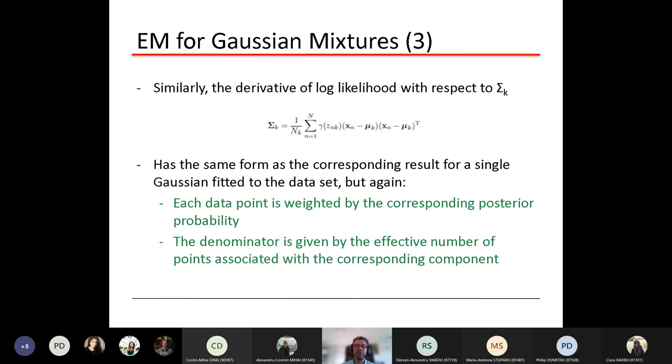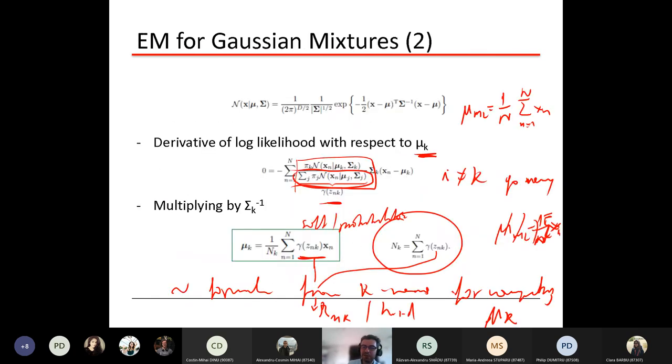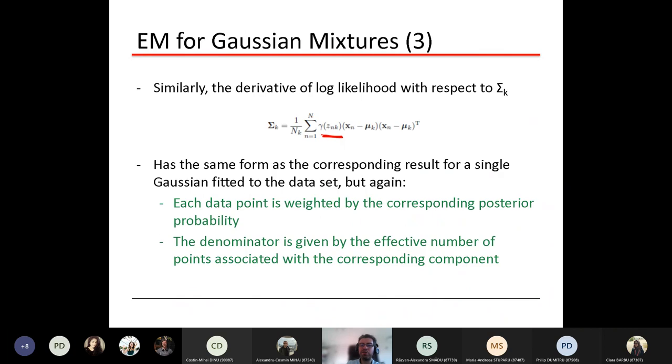And this is what happens also for the covariance matrix. Each covariance matrix is in a similar way 1 over N_k multiplied by a weighted value of the variance that we get between each point and the mean of the current Gaussian. Again, it's very similar. Of course, this one you get after computing the derivative, but it's pretty similar to maximum likelihood.